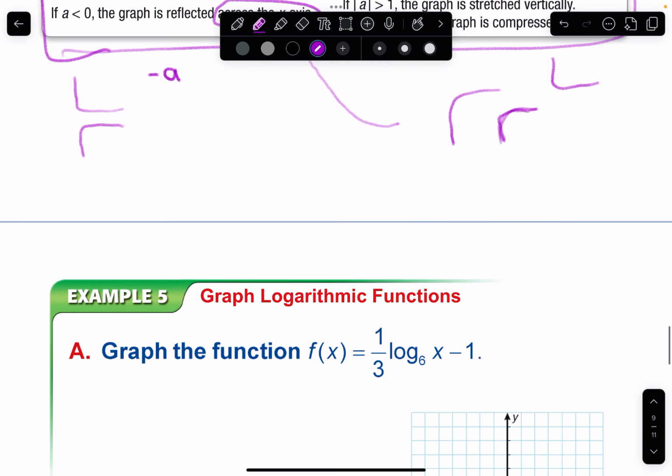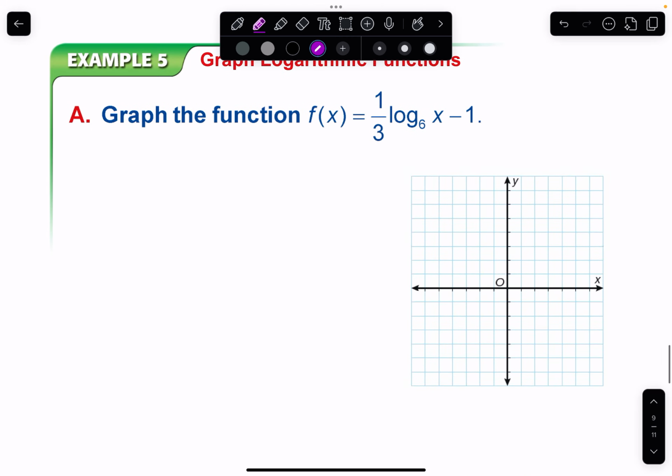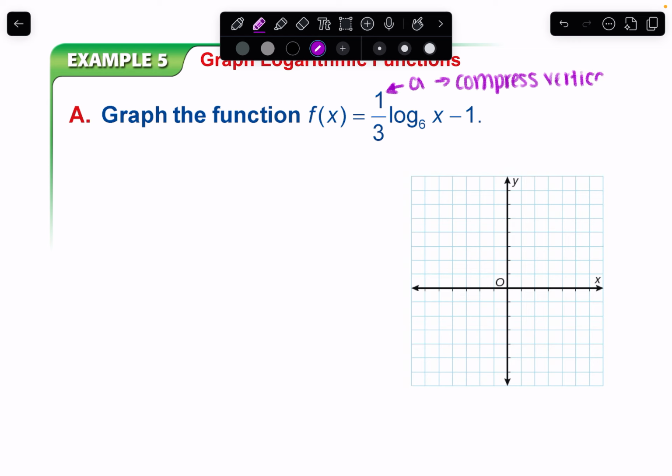So looking at example 5, part A, it tells you to graph f of x equals 1/3 log 6 of (x minus 1). So the 1/3 is your a value. It is 1/3, so it is going to compress your graph vertically. The larger that number is, it would stretch it out, but because it's a relatively small number, this is going to compress your graph vertically.